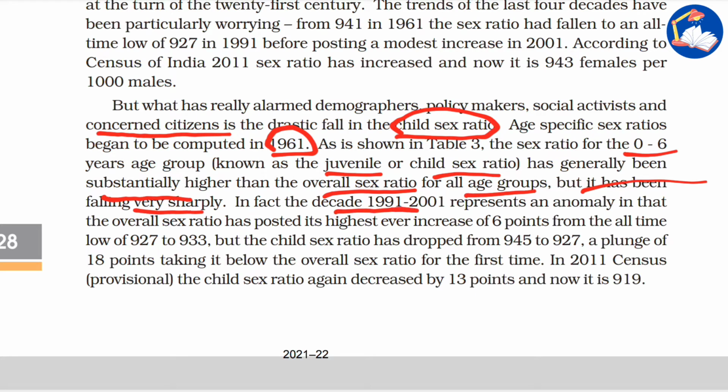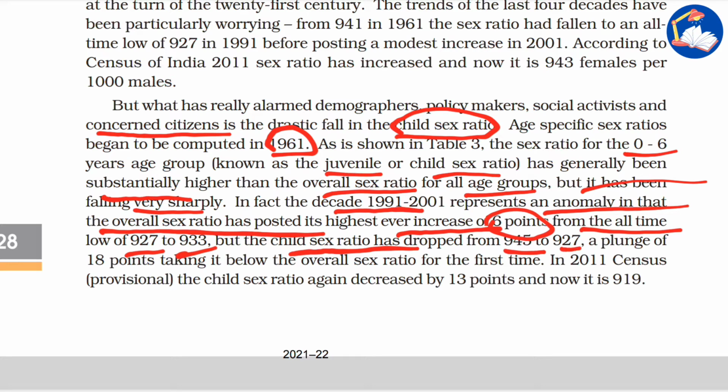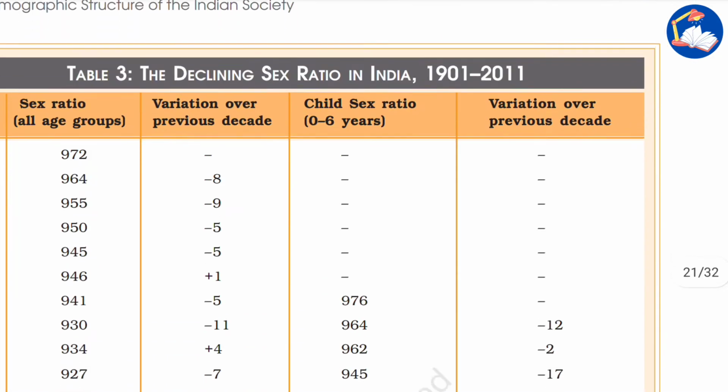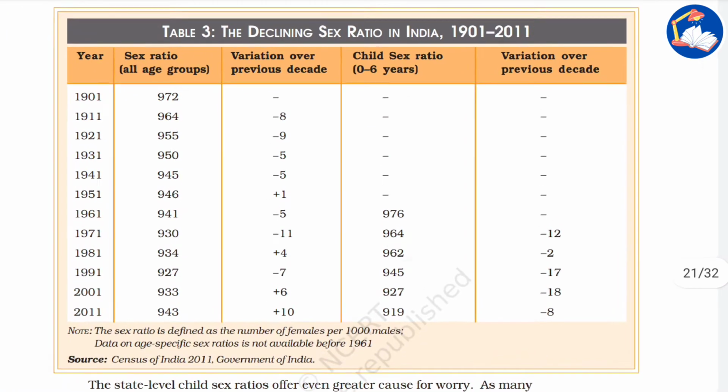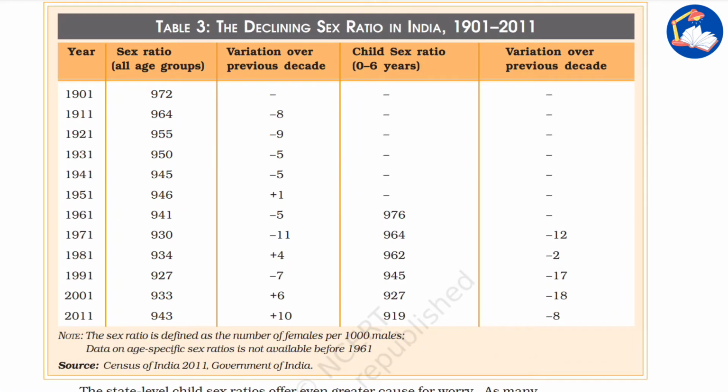In fact, the decade 1991 to 2001 represents an anomaly in that the overall sex ratio posted its highest ever increase of 6 points from the all-time low of 927 to 933, but the child sex ratio dropped from 945 to 927, a plunge of 18 points, taking it below the overall sex ratio for the first time. In the 2011 census, the child sex ratio decreased by 13 points and now it is 919. This is Table 3.